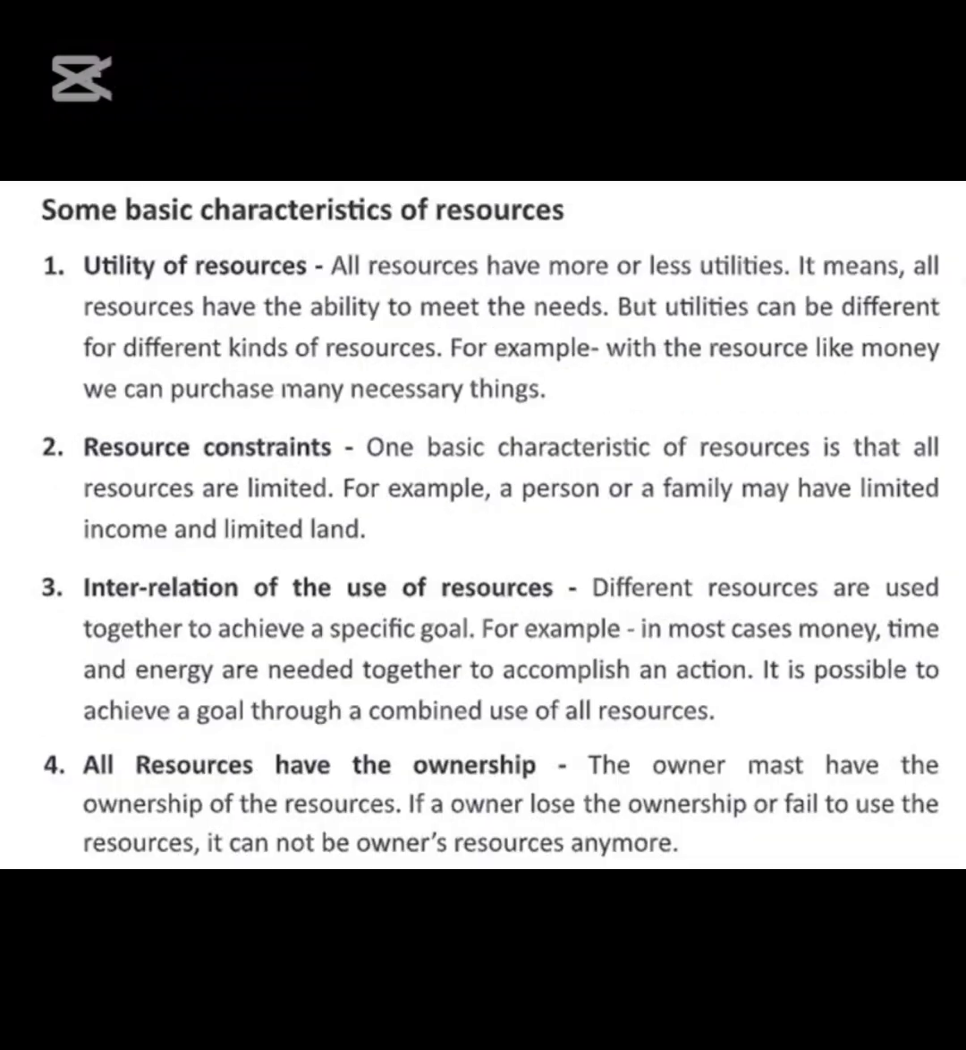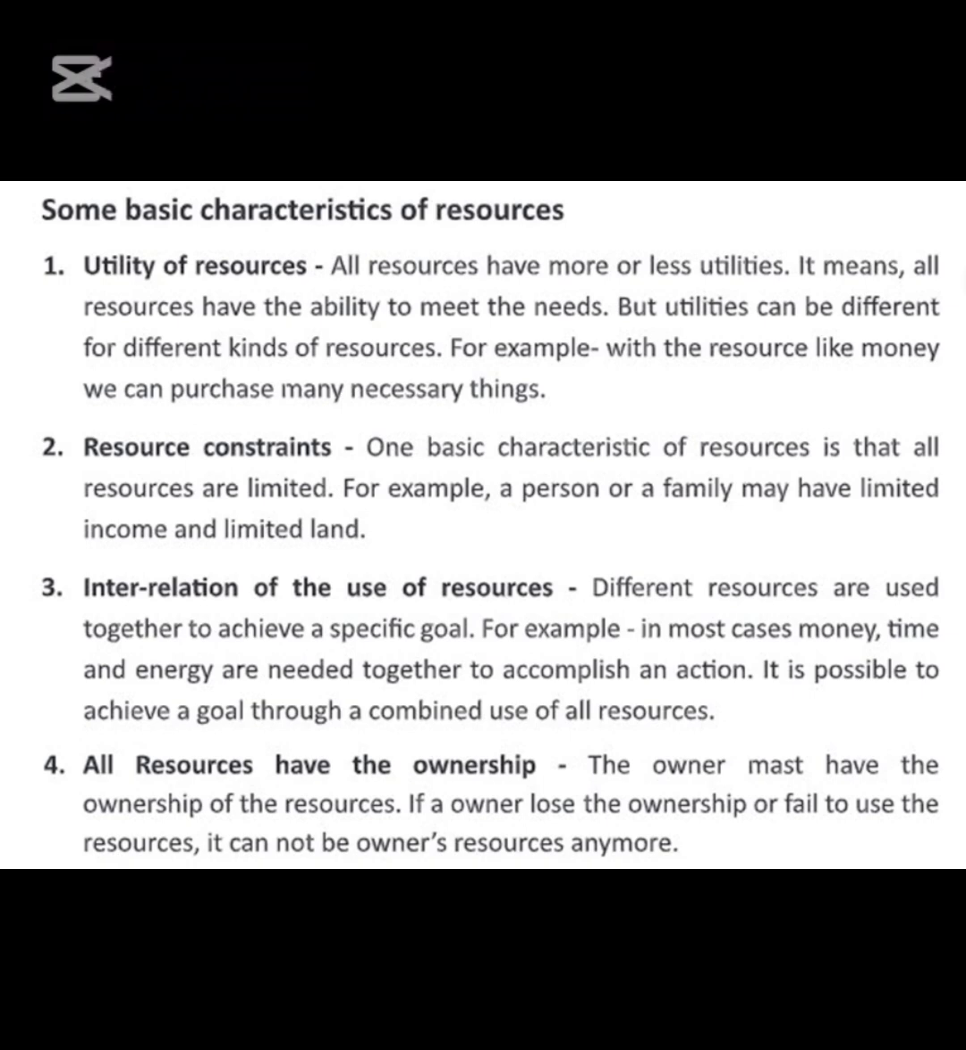Number 1, utility of resources. All resources have more or less utilities. It means all resources have the ability to meet the needs, but utilities can be different for different kinds of resources. For example, with resources like money, we can purchase many necessary things. It means all resources are useful in some way. This means every resource can help meet our needs, but different resources are useful in different ways. For example, we can use money to buy the things we need.